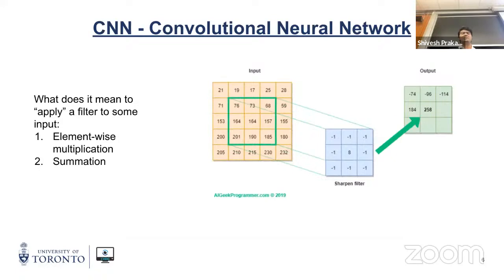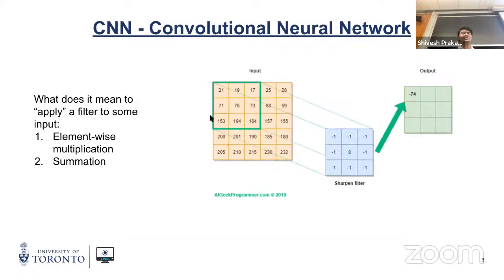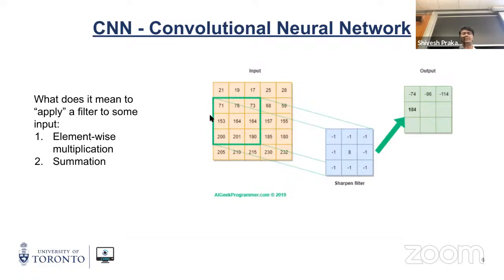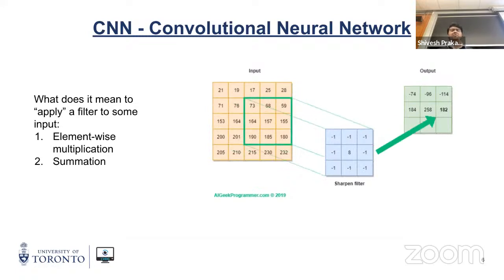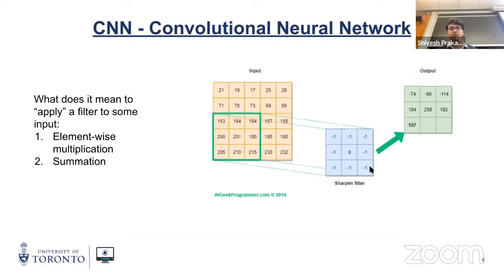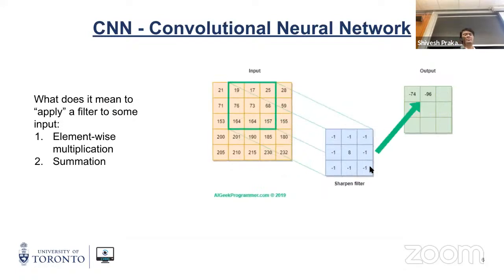Coming to CNNs, convolutional neural network. So here we have an input of size 5 by 5, and we have a sliding window of size 3 by 3, which is the same size as our filter, which is 3 by 3. Then we do an element-wise multiplication here, and we sum up all the values. So let's see how we got minus 74 here. So we multiply minus 1 with 21, then minus 1 by 19, and so on and so forth. And then we add all those values, and the resulting value is minus 74.